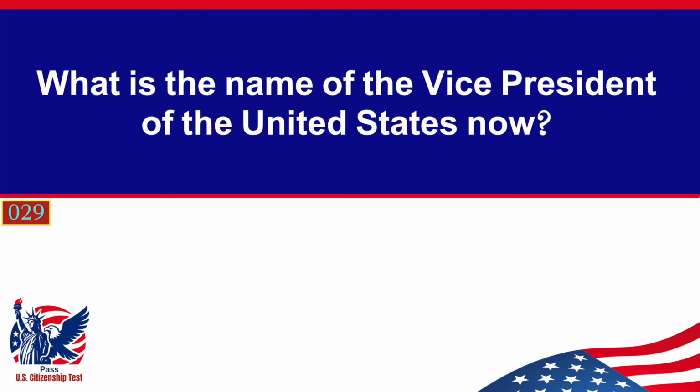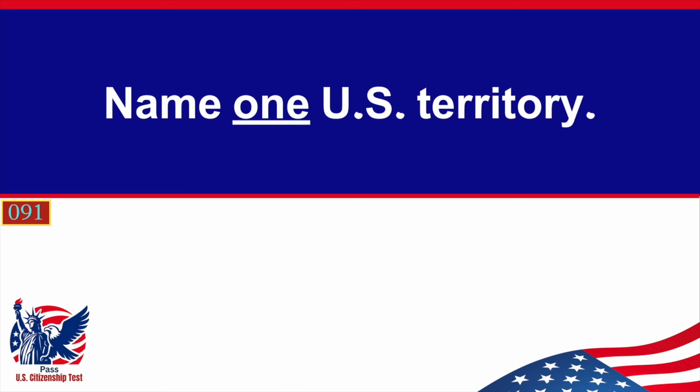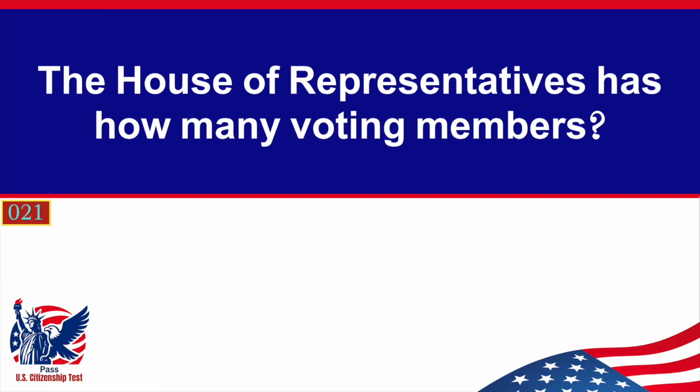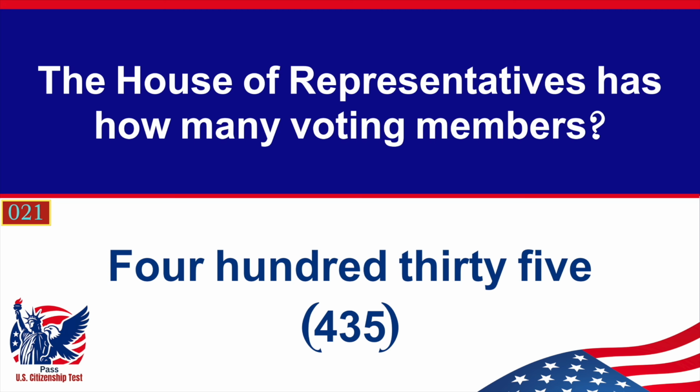What is the name of the Vice President of the United States now? J.D. Vance. Name one U.S. territory. Guam. The House of Representatives has how many voting members? 435.